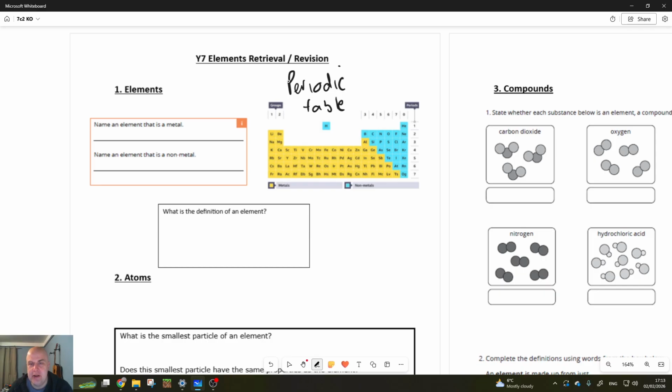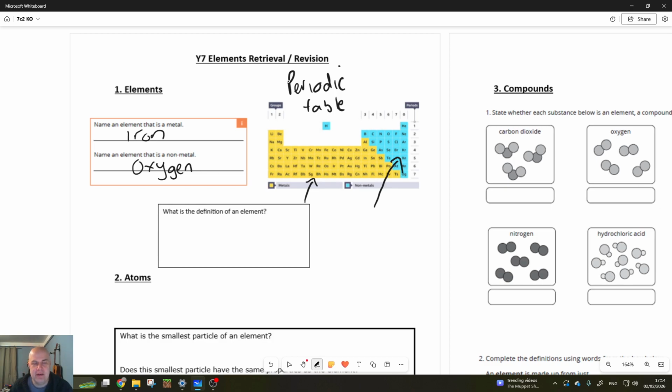You don't need to know much about it other than the basics: the metals are yellow, and the non-metals are these blue ones. On the one you have, you'll probably have the names. So all you need to do is name an element that's a metal, which is nice and easy. We'll go with iron. Iron is a metal. Now, a non-metal is one of these blue ones. The easiest one would probably be oxygen, although you may have a different favorite non-metal. It doesn't matter, as long as it's in the blue box, you've got this.